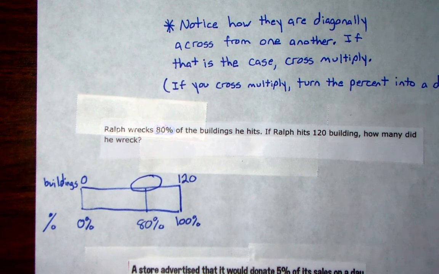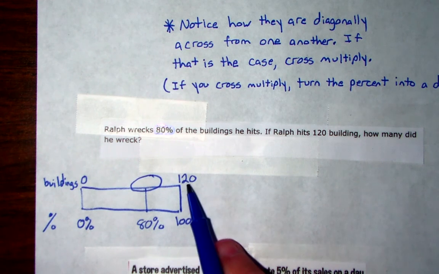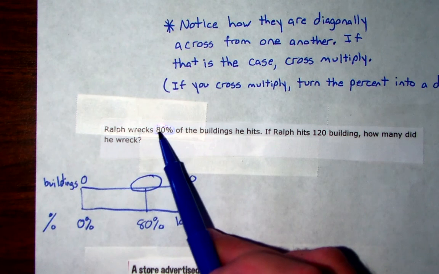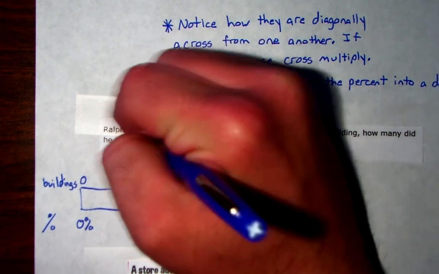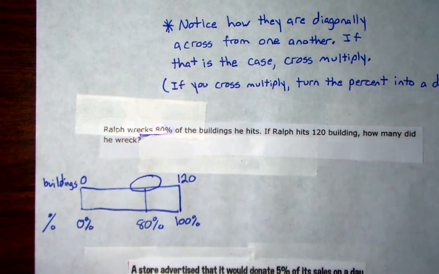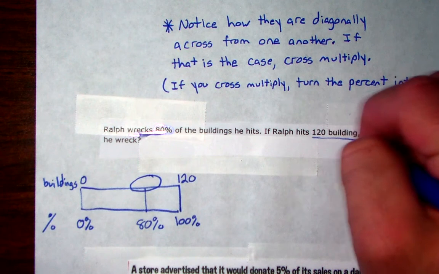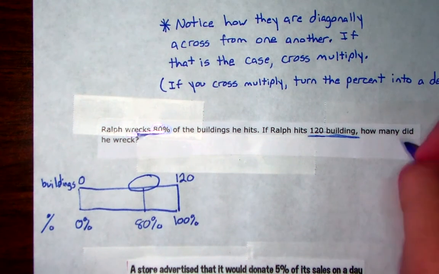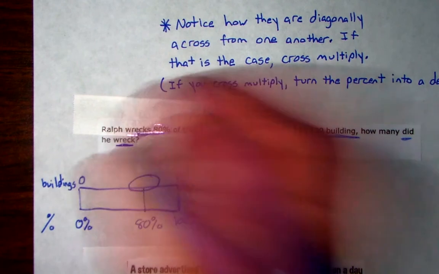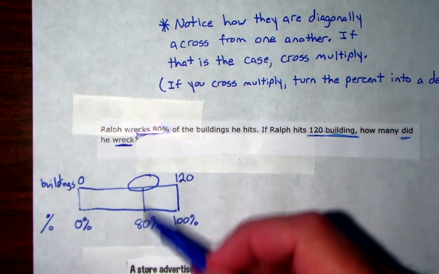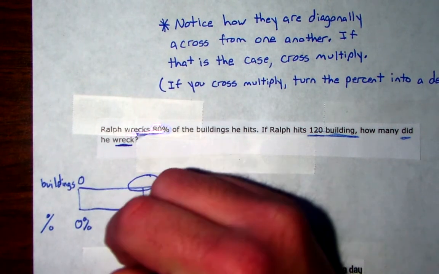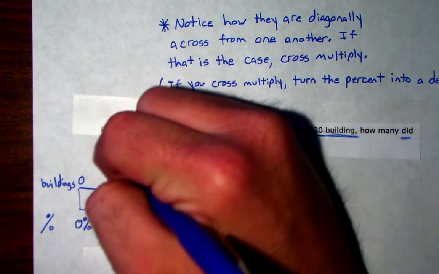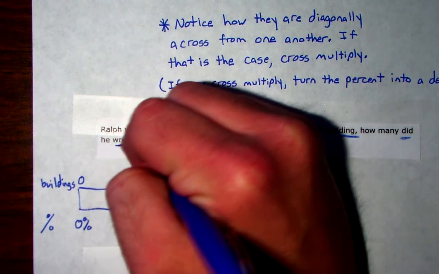But some of you are still wondering, how do you know the 120 is over here? Well, look at your percent. He wrecks 80%. Now it says there's 120 buildings. Look at the question. How many did he wreck? The wreck has to stay with the wreck. Here's your wreck. This is the percent that he wrecks. This is how many buildings he wrecks.